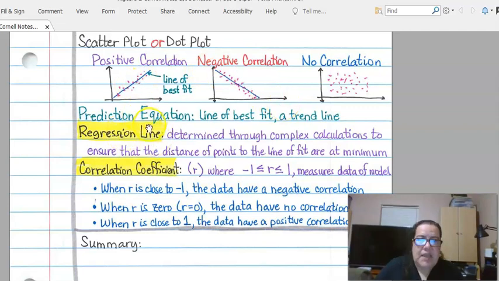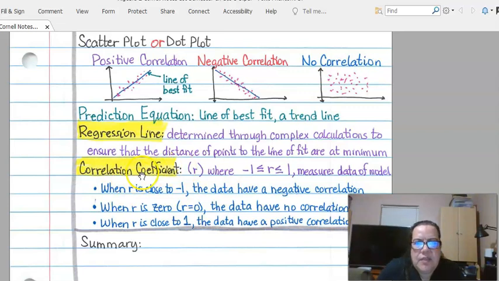A regression line is found through calculations, but it helps you determine the distance of the points. So how far are these points away from the line of best fit? And so we're hoping that we can keep that at a minimum, right? So that would be a regression line, the line that you can draw that has the smallest distance of these points to the line. So we can do that in the calculator, and you may not have calculators at home, but we will talk about that correlation coefficient either way.